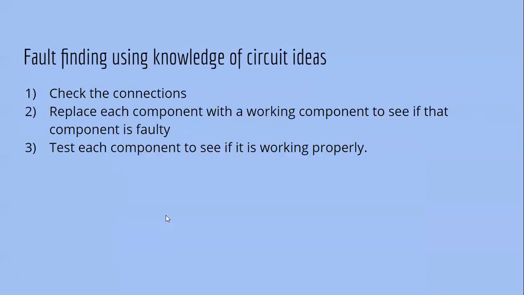Now, fault finding using knowledge of circuit ideas. How are you going to find out a fault? For example, if your circuit is not working, then that might be because the connections are not properly made. So you can check the connections and replace each component with a working component to see if the component is faulty. So you're going to replace each of the components with some working component that you already know. But this is of course going to consume a lot of money, and because you are replacing each of the components, the best method is this, where you test each component to see if it is working or not.